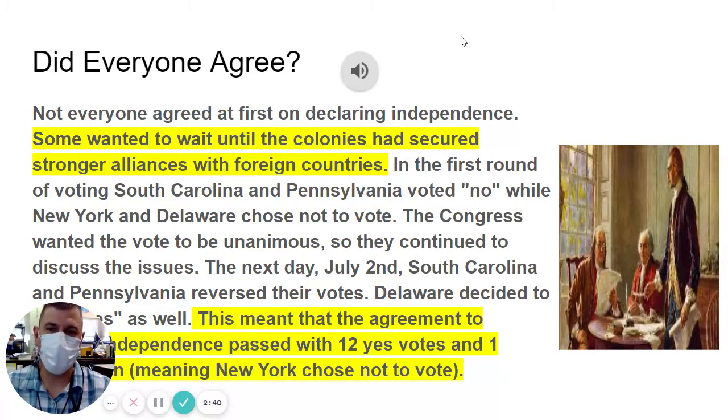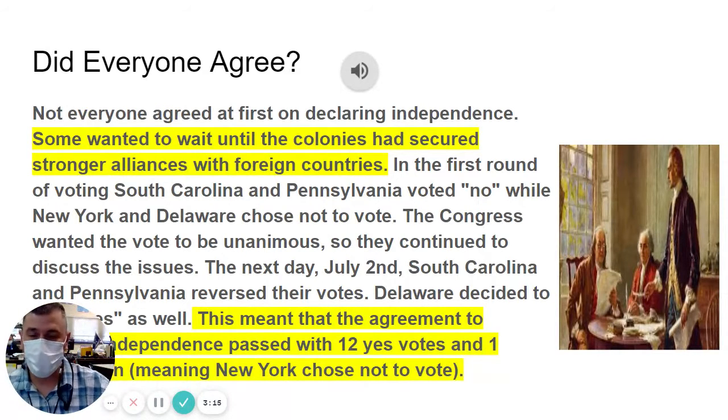All right, so did everyone agree? No, not everyone agreed on declaring independence from England or Britain. Some wanted to wait until the colonies had stronger alliances with foreign countries, and in the first round of voting, South Carolina and Pennsylvania both voted no, while New York and Delaware chose not to vote at all. And so the Congress wanted the vote to be unanimous. They wanted everybody, or the majority of everybody, to agree. So they kept discussing these issues.